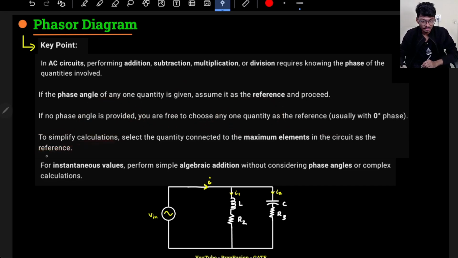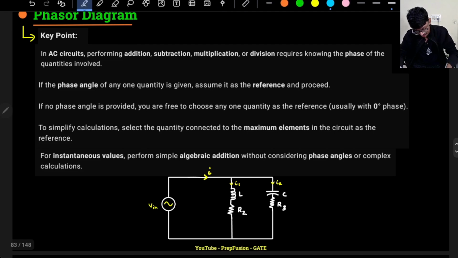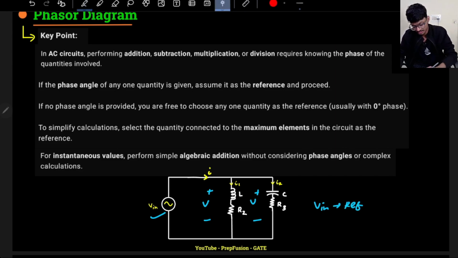Same thing is written over here. To simplify the calculations, we select the quantity that is connected to the maximum elements in the circuit as the reference. So in this case, what can I choose as a reference? This Vin is connected across these terminals and these terminals as well. So I can choose the voltage Vin as the reference. In this particular example it can be different as well. I will see which component is connected to most of the elements, and I will choose that as the reference.